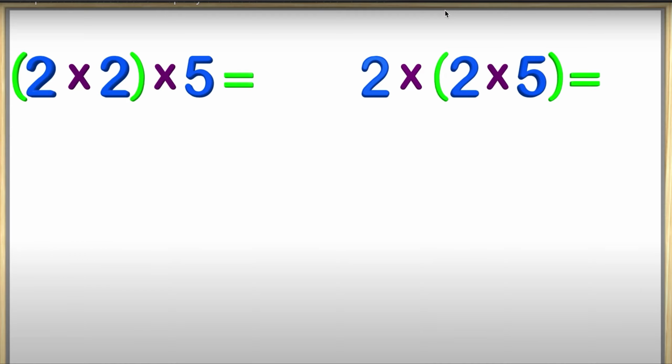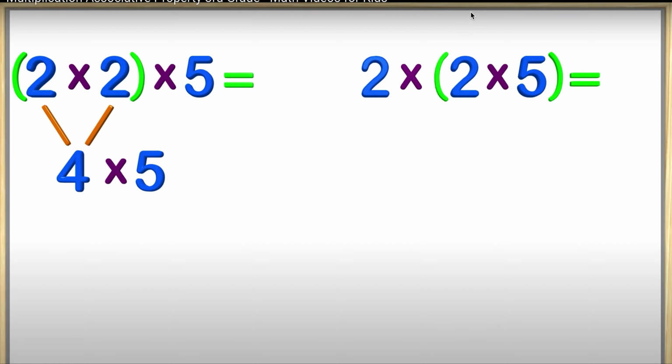We will start with the problem on the left. Remember, the king goes first, so let's multiply 2 by 2. We get 4, and now all we have left to do is multiply 4 by the last number, which is 5. What is 4 times 5? 5, 10, 15, 20. If you said 20, you are correct.